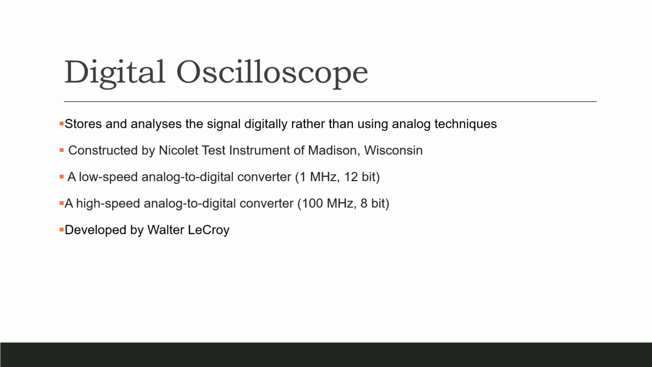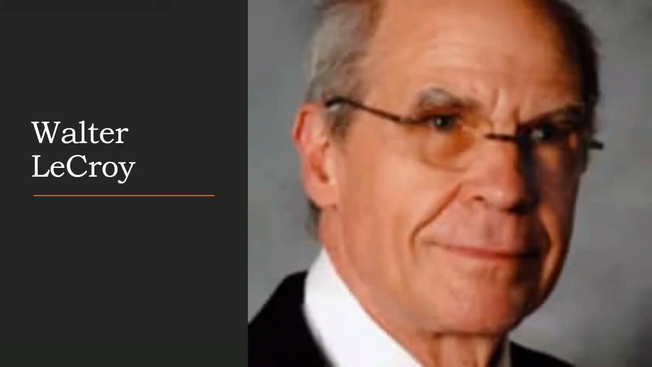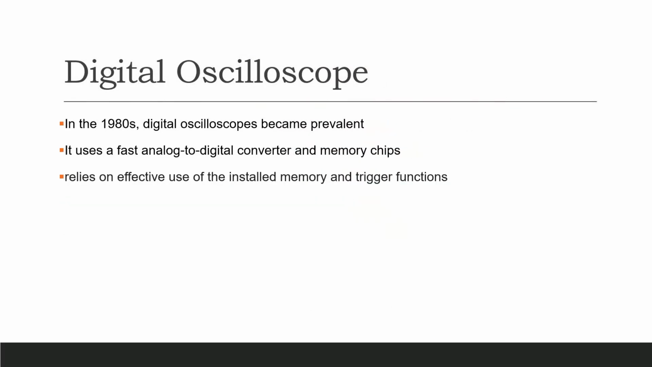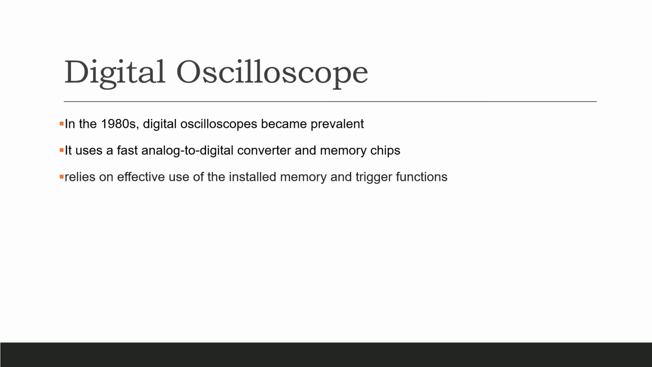It was first invented with a low-speed analog to digital converter of 1 MHz and 12 bit, and after that it was developed with a high-speed analog to digital converter by Walter LeCroy with 100 MHz and 8 bit specs. In the 1980s, the digital oscilloscope became prevalent because of the advanced storage, display and measurement that it provides. It uses a fast analog to digital converter and memory chips to record and show a digital representation of the waveform.